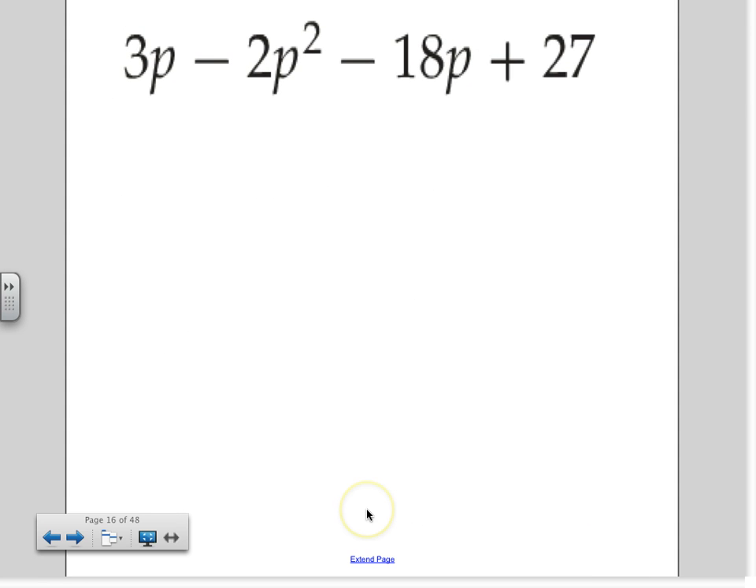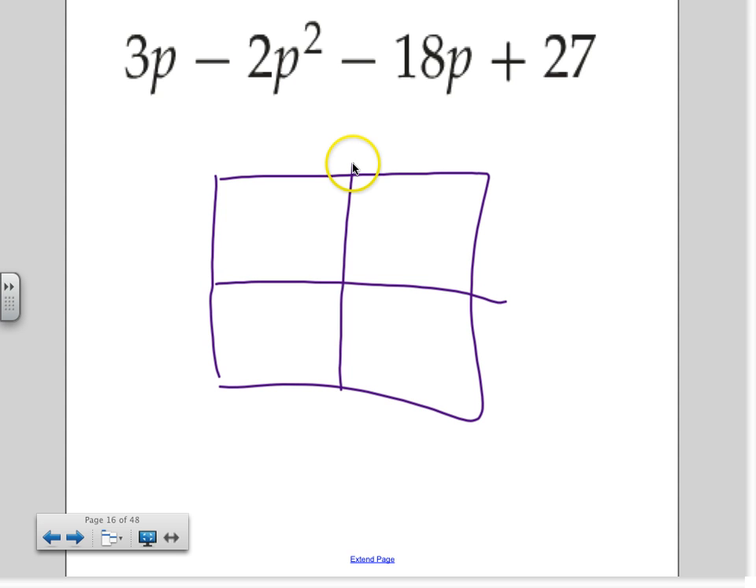See if you can set up and do the same thing. Go ahead. I got 3p cubed minus 2p squared minus 18p plus 27. I'm just going to draw the box. I'm not going to do anything else. You can fill in the box yourself. You got 3p here, and here's a negative 2p squared. Next should be easy: negative 18p, positive 27.